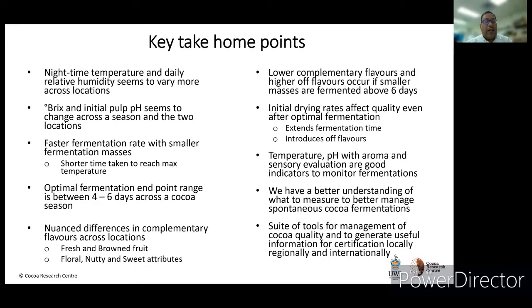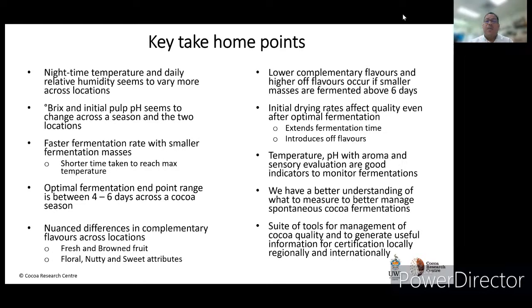And this is linked to nuanced differences in complementary flavors across the locations, mainly in fresh and brown fruit notes, as well as floral, nutty, and sweet attributes. We also have lower complementary flavors and higher off flavors if we have smaller fermentation masses and if they are fermented above 6 days. And initial drying rates affect quality even after optimal fermentation, as it extends the fermentation time and introduces off flavors.